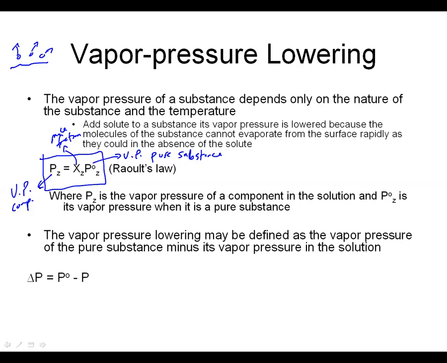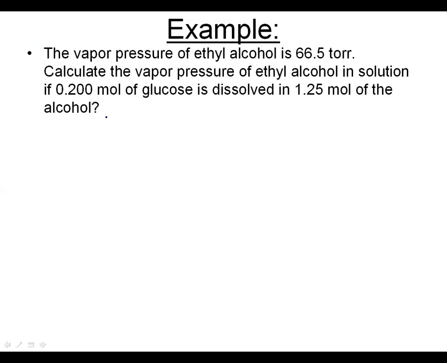Vapor pressure lowering means that when you start to put some of these guys in there, what you will see is the vapor pressure will go down, because all these particles are getting in the way of the gas being able to escape the liquid portion, and it's going to lower that vapor pressure. So let's take a look at an example here. The vapor pressure of ethyl alcohol is 66.5 torr. Calculate the vapor pressure of ethyl alcohol in a solution if 0.2 moles of glucose are put into it with 1.25 moles of the alcohol.